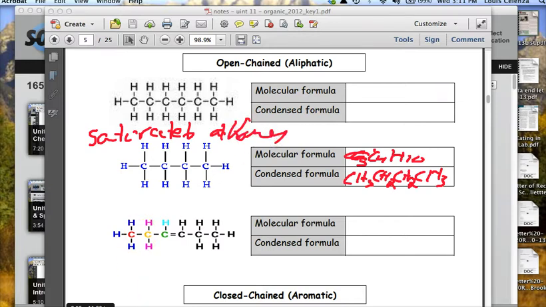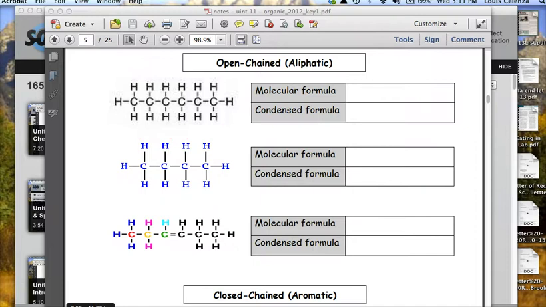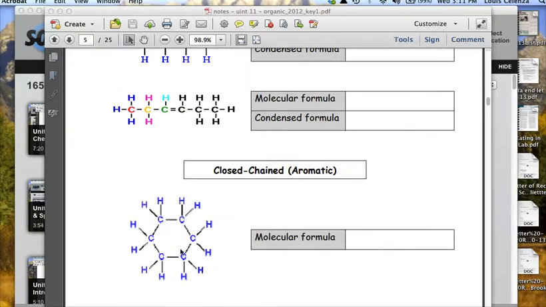Now, if you look at the bottom one, that looks similar, but it has one big difference. Notice that it has a double bond. So right away, because it has a double bond, we know it is unsaturated, and we know it's an alkene, and we'll worry more about that later. So let's go through the molecular formula. It has 6 carbons, and if you count up the H's, it has 12. C6H12. So notice there's twice as many H's as there are carbons.